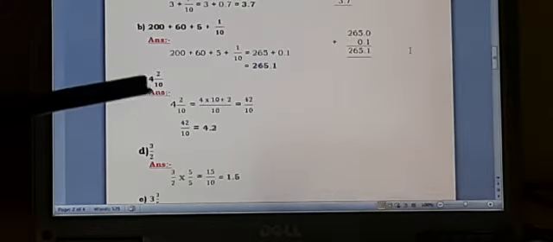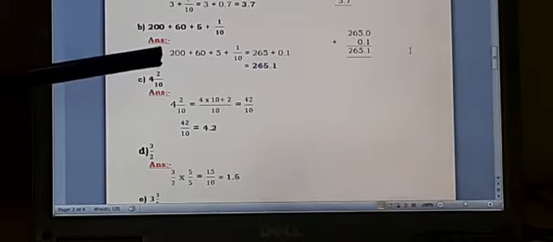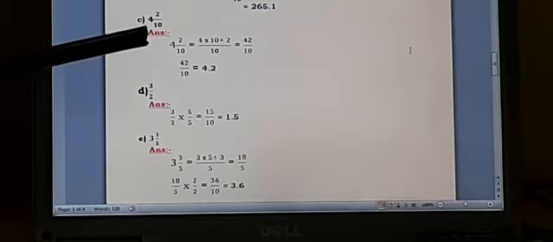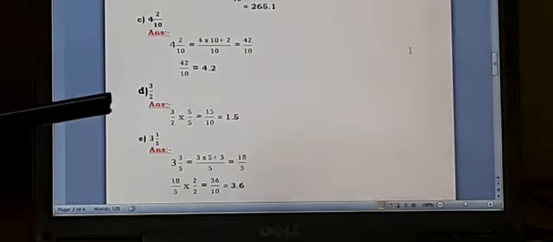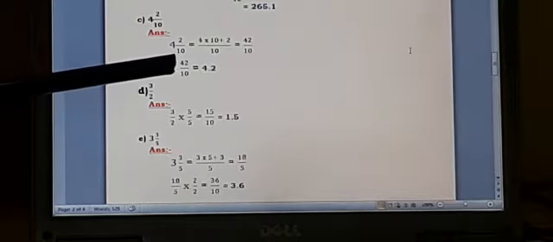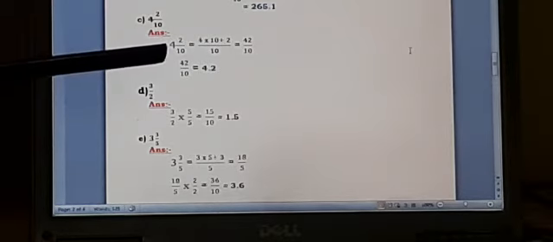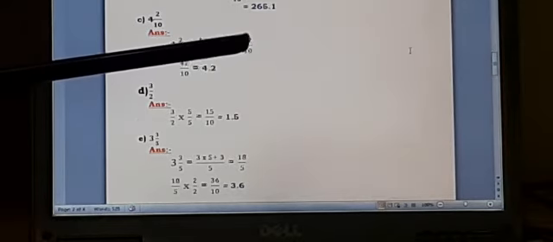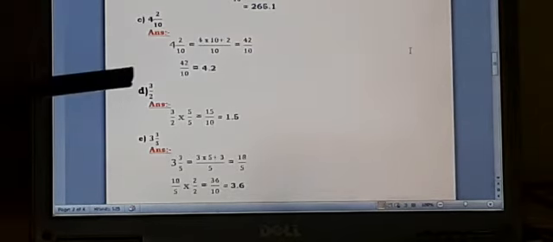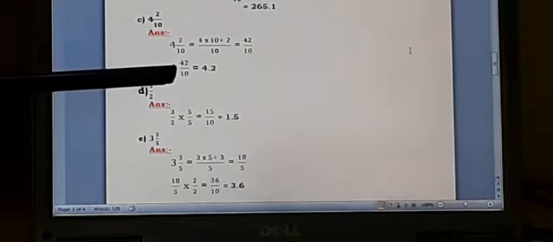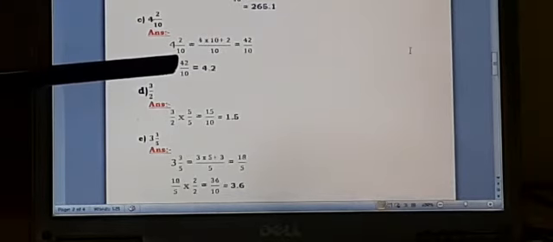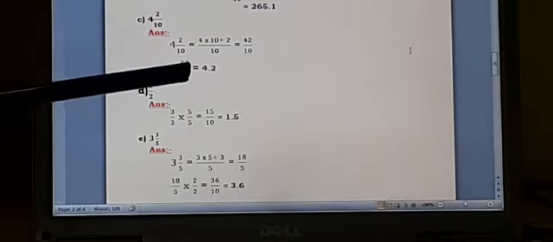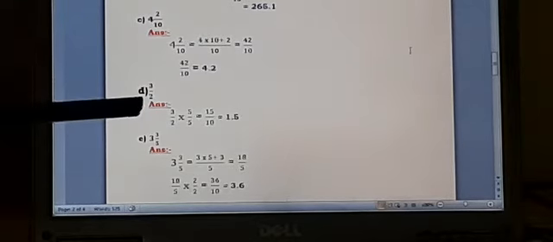Next, see the question. Here they have given the mixed fraction 4 2 by 10. First of all, we have to convert it into an improper fraction. 10 is the denominator, 4 is the whole number. So we have to multiply the denominator and the whole number, then add the numerator. So the answer is 42 by 10. According to the 0, we can keep the dot in the numerator from the right side. So the answer is 4.2.